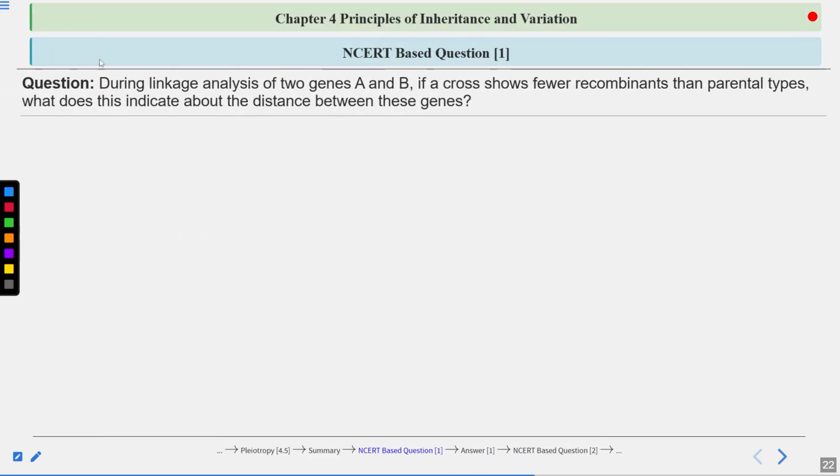Now let's discuss some NCERT based questions related to these topics. What is the question here? During linkage analysis of two genes A and B, if the cross shows fewer recombinants, the recombinants are less than the parental types, so parental types are more. What does this indicate about the distance between these genes? Will the distance between A and B be more or less? What will be the answer here?